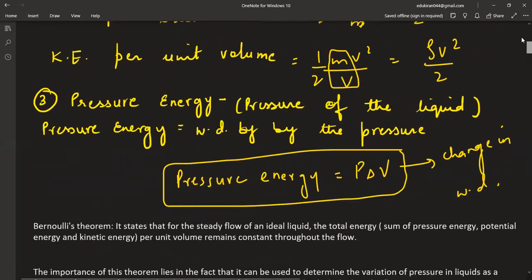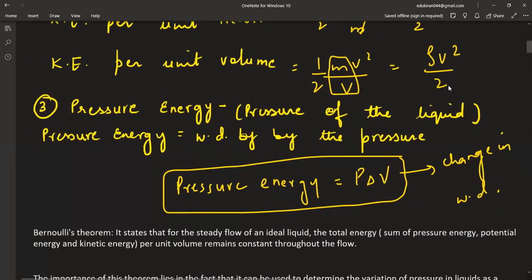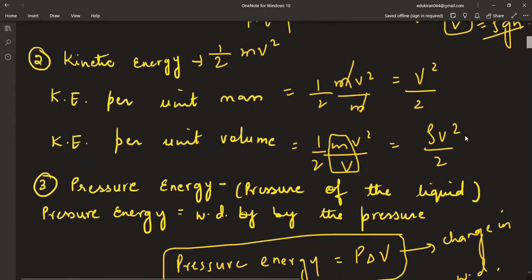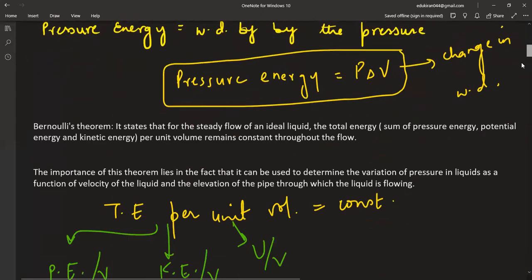How was it rho GH? This we had already seen. This is rho GH. This is rho V square by 2, like this.